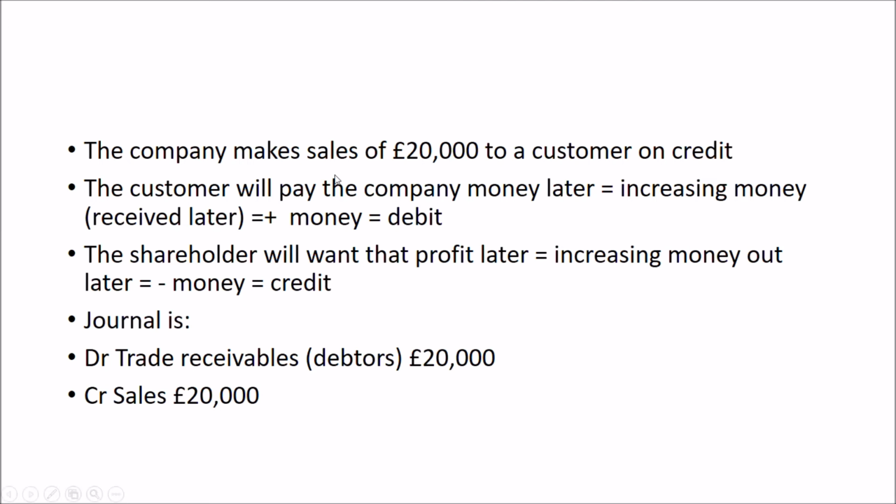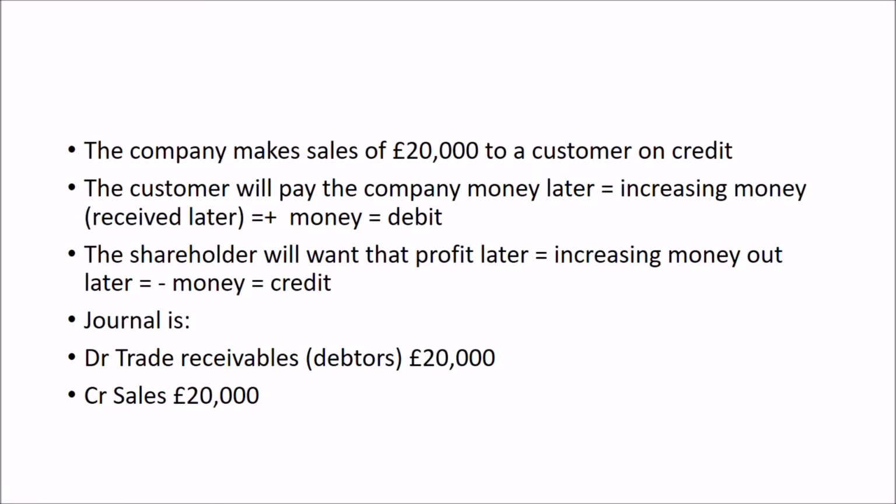That's what sales represents. Sales represents money that's going to go out to the shareholder at some point in the future. Purchases represent an expense, money that won't be going out to the shareholder in future. So the shareholder will want that profit later. That's an increase in the money out item, which is a credit, an increase in minus money. The journal is therefore debit trade receivables, debtors. Sometimes trade receivables could be trade debtors, or just debtors, 20,000, and credit sales, 20,000.